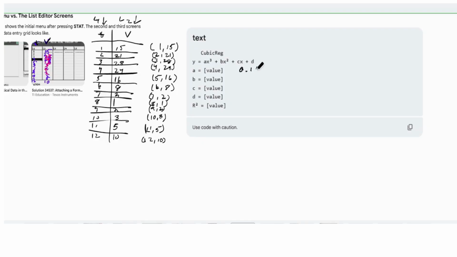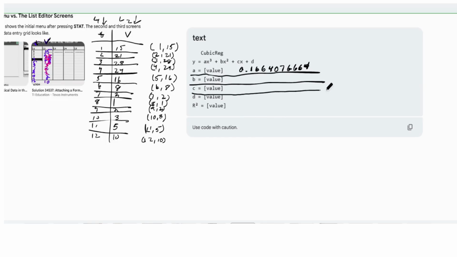A is 0.166407666. Wow, that's a lot. That was just A. Dang. Yes, that's why I said slow down. I was like, what's going on here? That is a lot, but that's good. That means it's pretty accurate. Okay, it's just a lot.